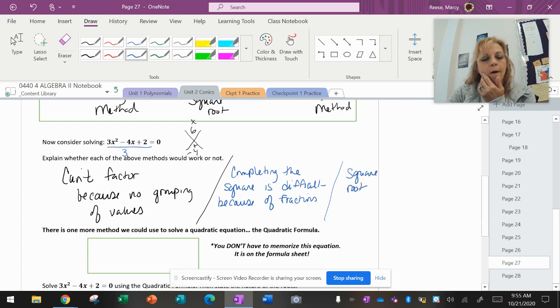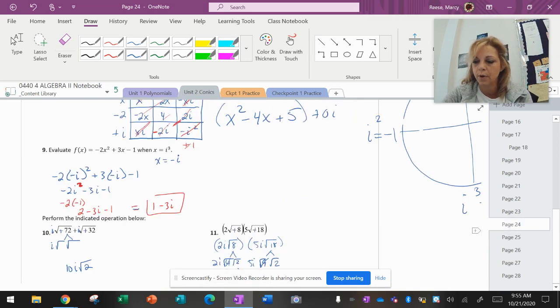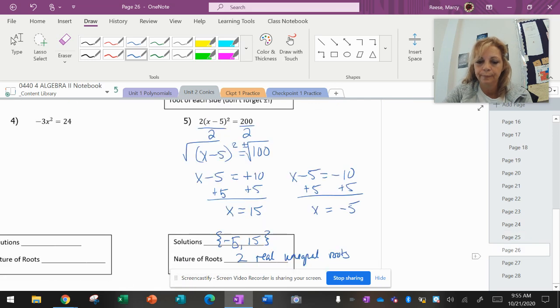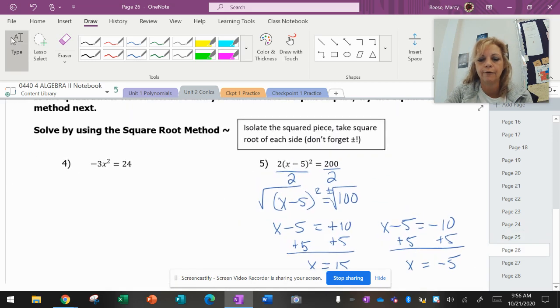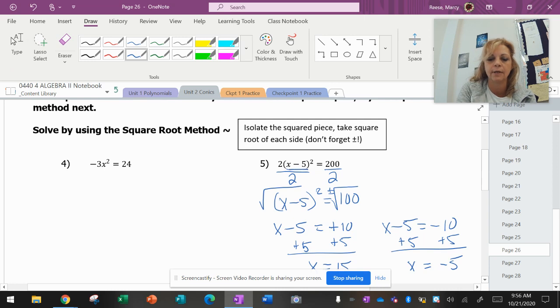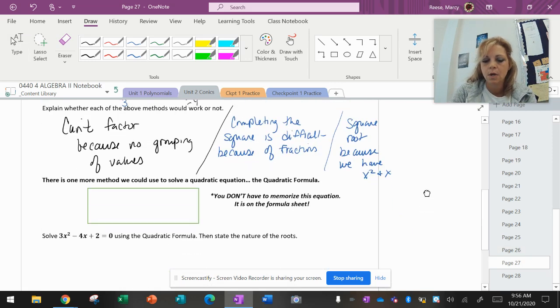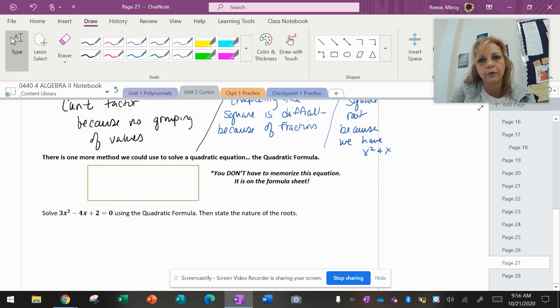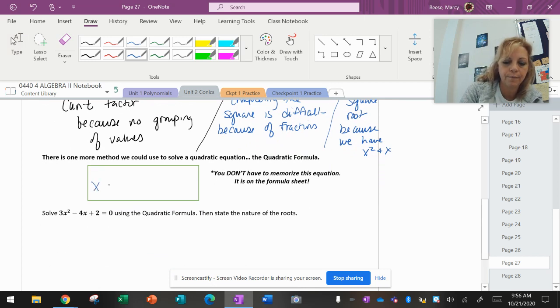Okay, and then we can't do square root because we have x squared and an x, right? The only way you can do that square root method, let me show you. Remember, looking at form 5, it's if this is isolated, if it's just an x squared, which we didn't do that one, or it's an x minus 5 squared with no other x on the outside. So all else fails, do the quadratic formula, okay?